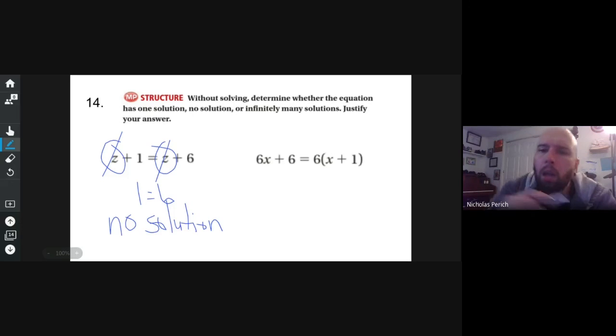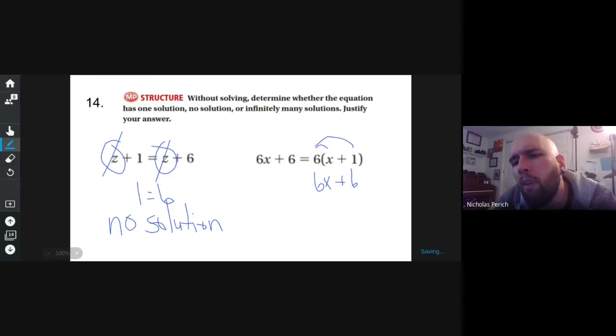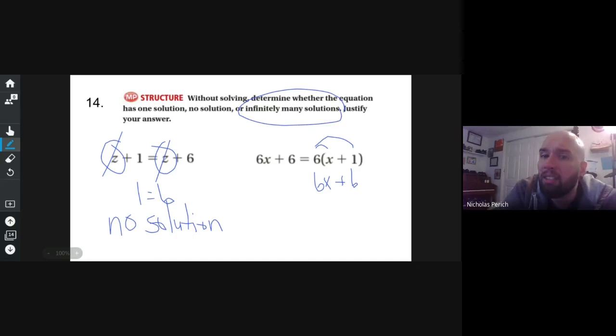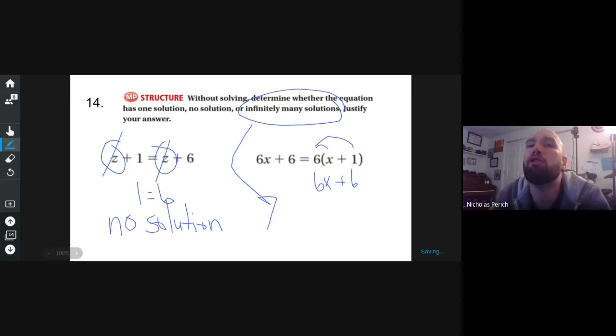Similarly, if I quick do this guy over here, distributive property, I would get 6x plus 6 on the right. And what do I have on the left? 6x plus 6. The left guy and the right guy are exactly the same. And when the left guy and the right guy are exactly the same, I'm going to have infinitely many or infinite solutions.